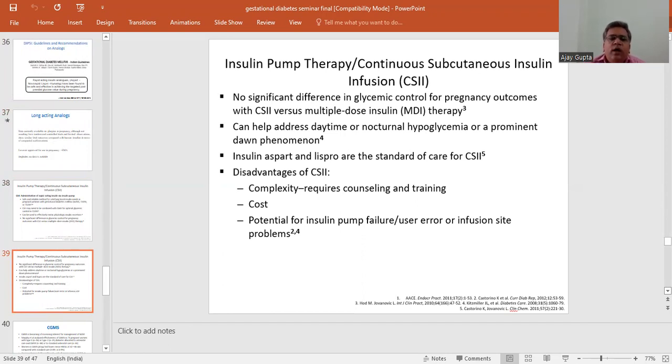Insulin aspart and lispro are the standard of care for subcutaneous insulin infusion. The disadvantages of CSII are its complexity, which requires significant training of the patient, the cost of the therapy, which is very high, and the potential for insulin pump failure, user error, or infusion site problems.